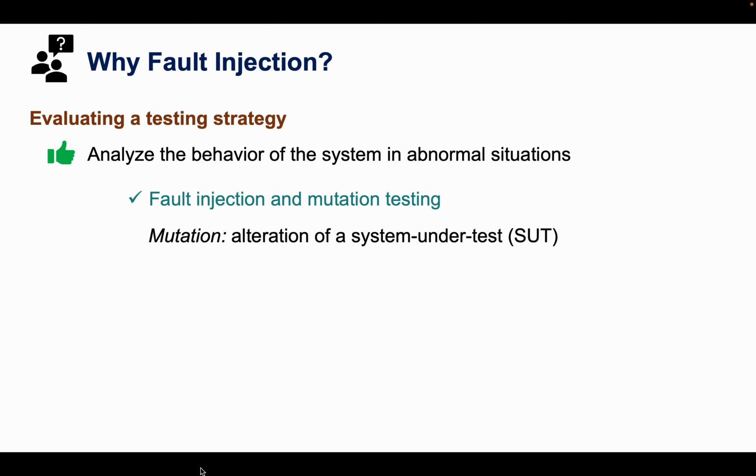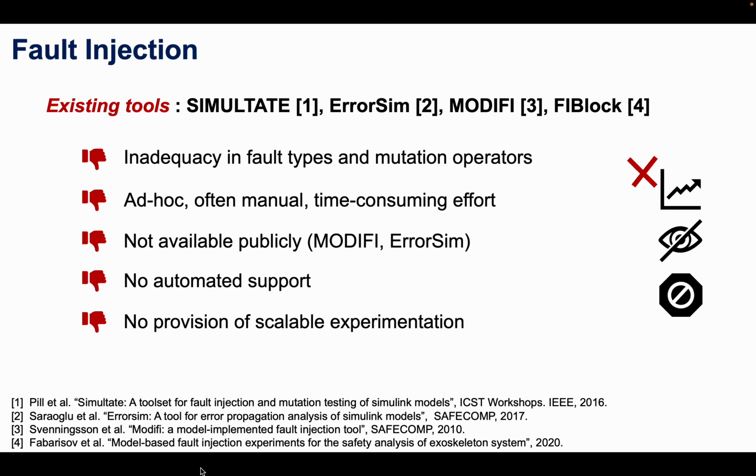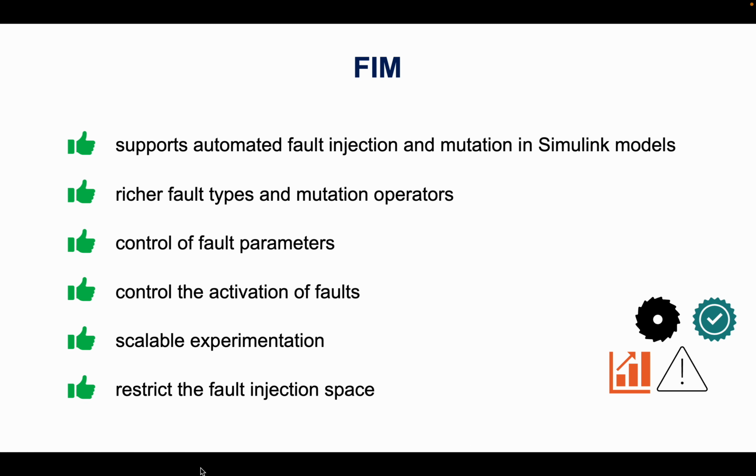A mutation is an alteration of a SUT designed in Simulink by changing the behavior of the blocks or the signals propagating from one block to the other. Existing fault injection tools offer a very limited choice of fault types with no automated support for fault injection and scalable experimentation. To overcome these limitations, we introduce FIM that supports automated fault injection and mutation in Simulink models with richer types of faults and mutation operators.